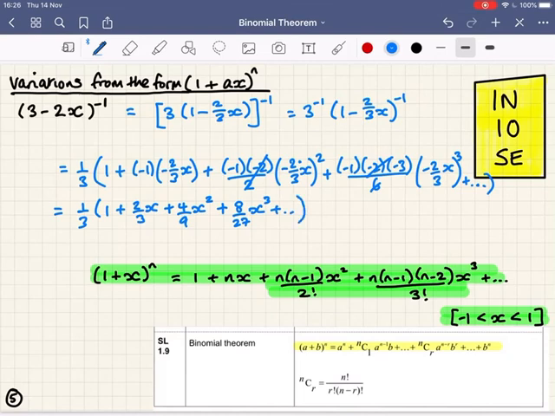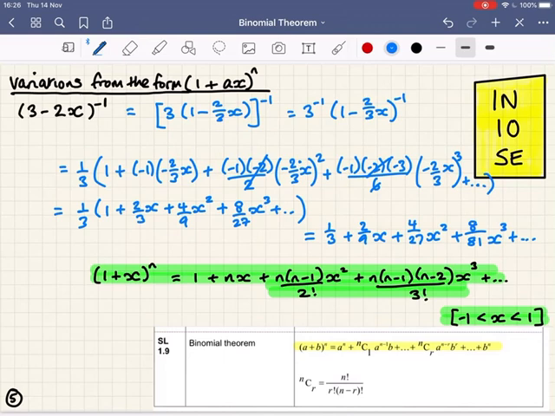Now I guess we could leave it like that, but we might as well finish it off just for completeness, multiplying everything by a third, end up with a third, and then 2/3 times a third is 2/9. And then 4/9 times a third is 4 over 27 x squared. And then the third term, 8 over 27 times a third is 8 over 81. So there we go. A little bit fiddly.